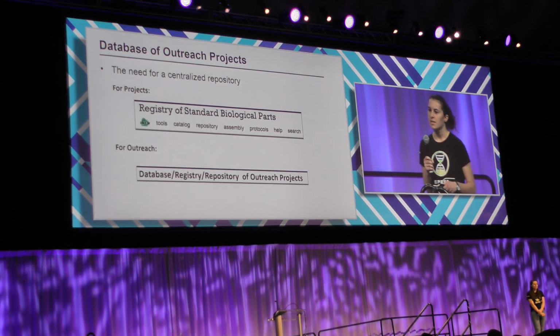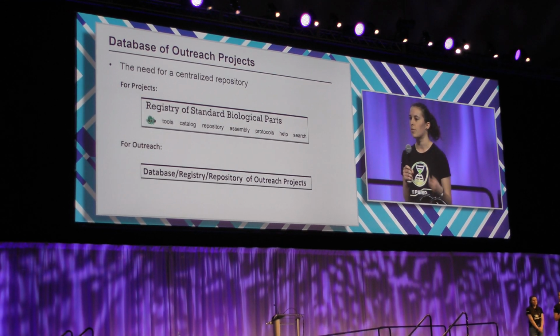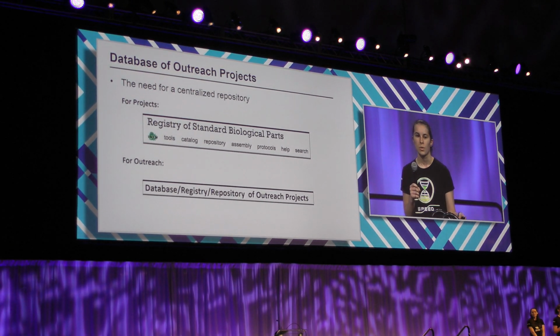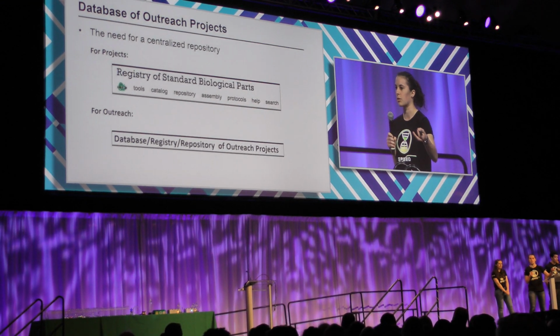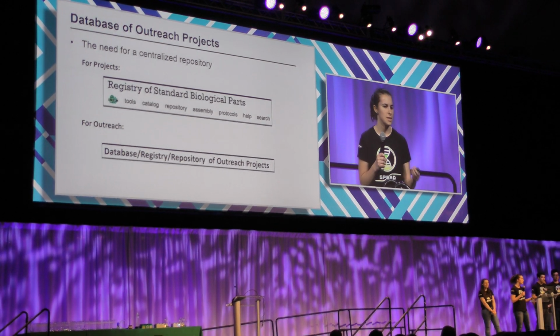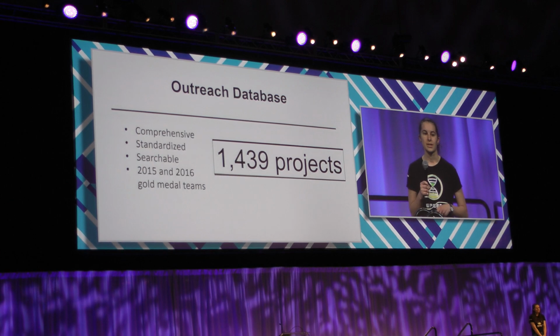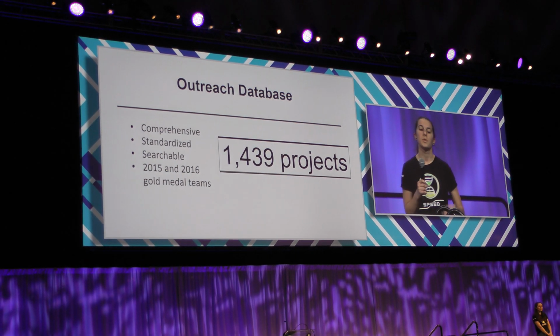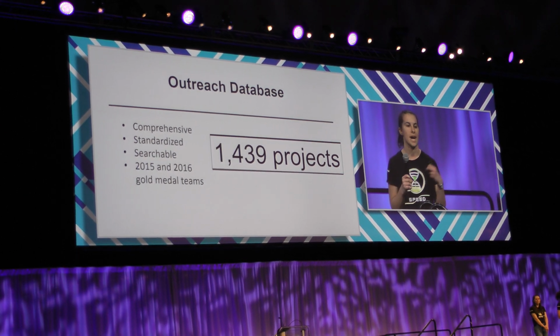But something that we noticed while we were doing our own outreach was how difficult it is to look at past human practices projects in iGEM. We have this really great infrastructure for wet lab research in the form of the Registry of Standard Biological Parts, but there is no analogous database or registry for outreach projects. So our solution was that we created an outreach database with 1,439 outreach projects from all the gold medal teams in the past 2 years.